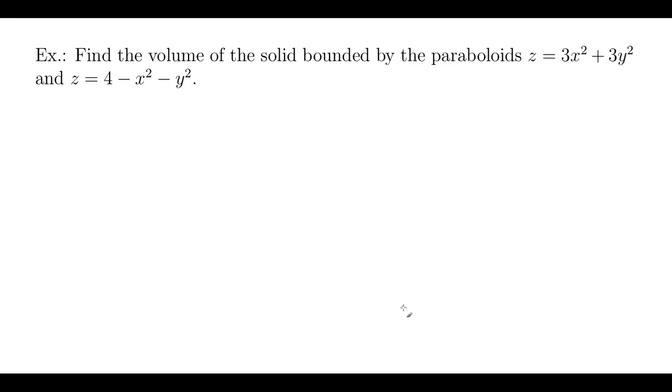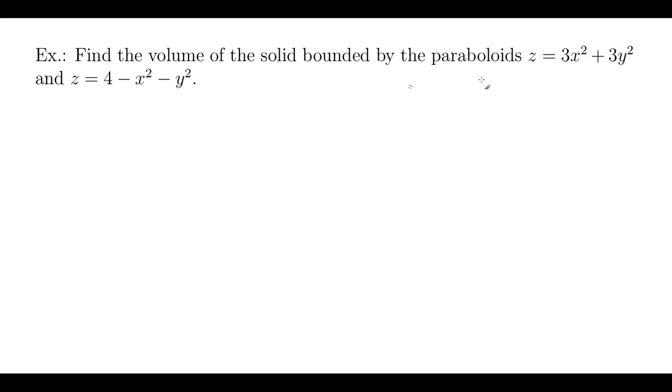This exercise asks us to find the volume of the solid bounded by the paraboloids z equals 3x squared plus 3y squared and z equals 4 minus x squared minus y squared. In order to do this, we're going to have to find the xy values that describe the intersection of these two surfaces. And once we know that, we are then going to have to figure out which surface is above and which one is below within that region.